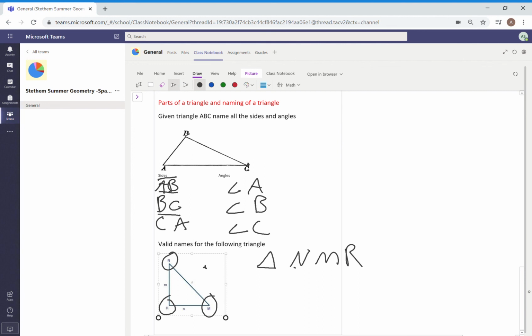I could also move the opposite direction, still starting with N, then go to R and M. And I could start with another one, so I could do triangle, if I wanted to start with R, R to M to N. Another valid name. So it's just using all three corners in an order. And you can do whatever order. So just make sure when you're doing the multiple choice ones or the check all that apply ones, you read through each one because it could be multiple answers.